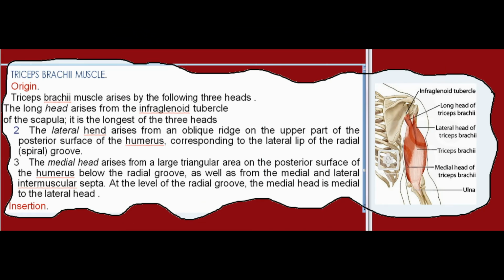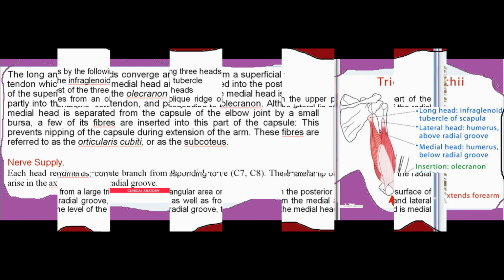Triceps brachii muscle. Origin: the triceps brachii muscle arises by the following three heads. 1. The long head arises from the infraglenoid tubercle of the scapula. It is the longest of the three heads. 2. The lateral head arises from an oblique ridge on the upper part of the posterior surface of the humerus, corresponding to the lateral lip of the radial, spiral, groove. 3. The medial head arises from a large triangular area on the posterior surface of the humerus below the radial groove, as well as from the medial and lateral intermuscular septa. At the level of the radial groove, the medial head is medial to the lateral head.